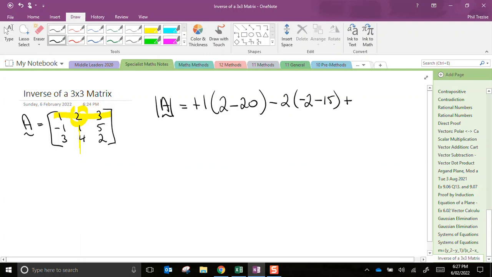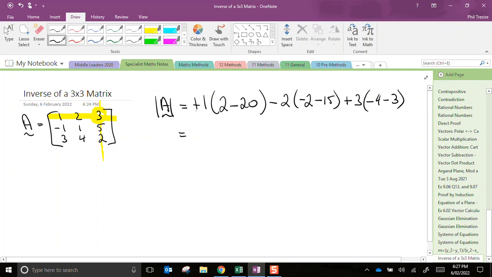Now the third one is plus. It always alternates positive, then negative, then positive. Let me just take away the highlight. So this time we're looking at the number 3, which will isolate the first row and the third column. So the element is 3, and now the determinant of the minor matrix is negative 4 subtract 3.